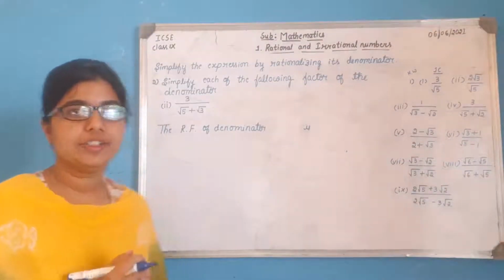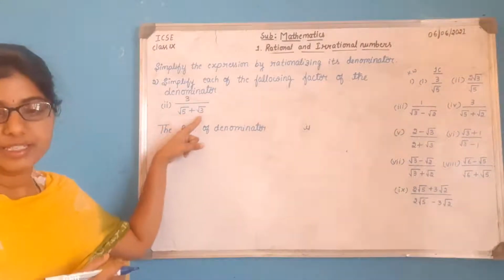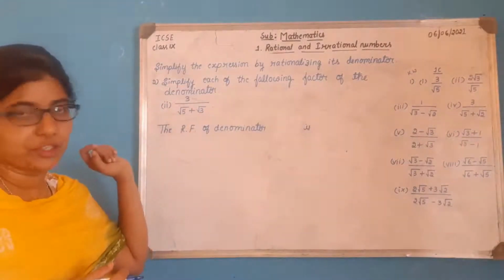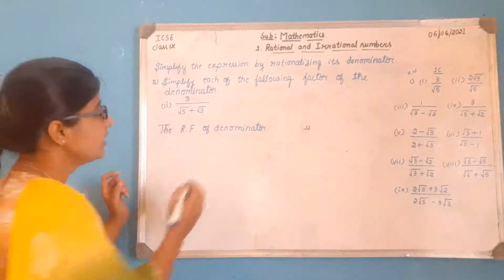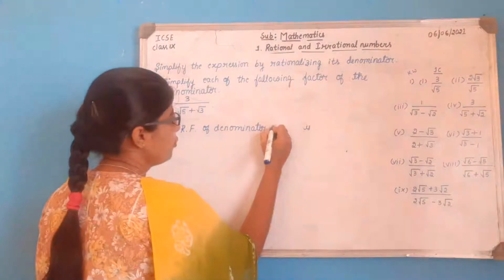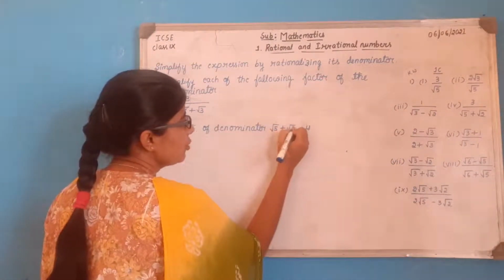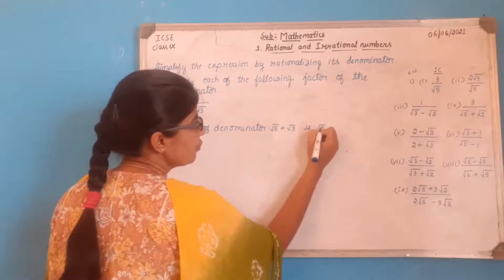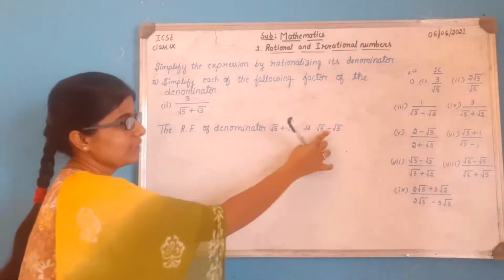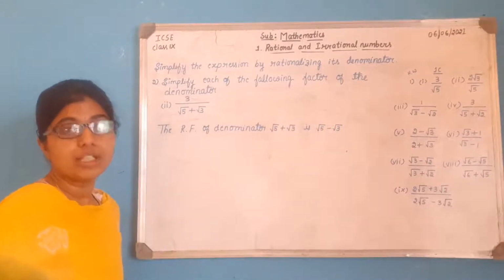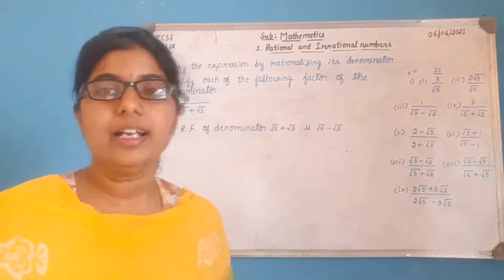The next question is 3 divided by root 5 plus root 3. For this, you have to note down the rationalizing factor of the denominator. What is the denominator here? Root 5 plus root 3, so root 5 minus root 3 is the rationalizing factor. Plus becomes minus. Multiply this rationalizing factor to both numerator and denominator.